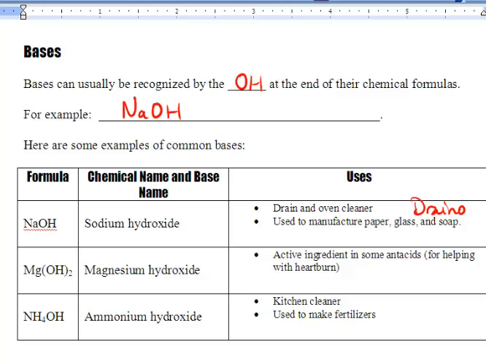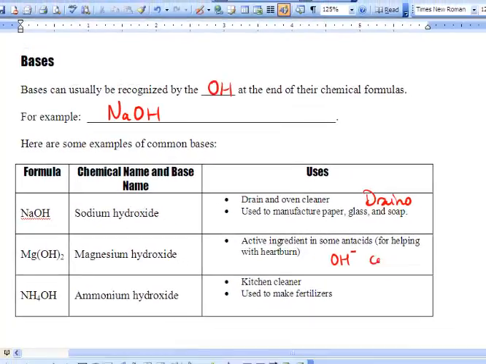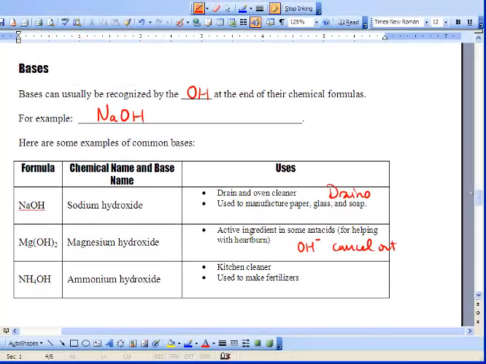So if we know that OH minus is going to cancel out H plus ions, that's pretty cool. So if you take some of those, milk of magnesia or magnesium hydroxide, it's going to stop the acid in your stomach, or neutralize it. Next we've got ammonium hydroxide, and this is kitchen cleaner. It's also used to make fertilizers.